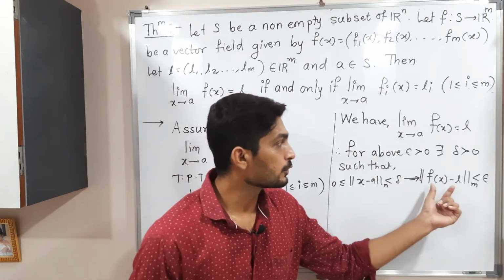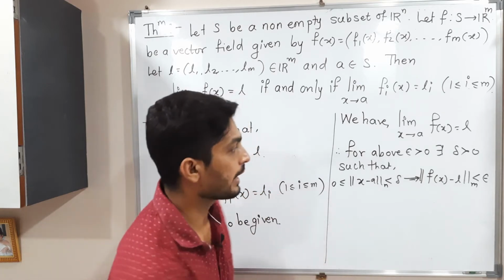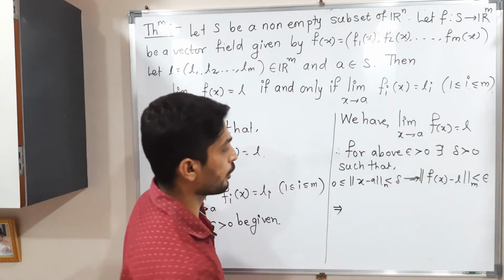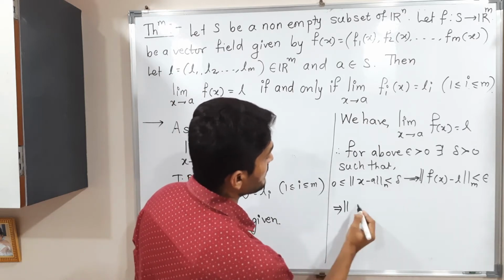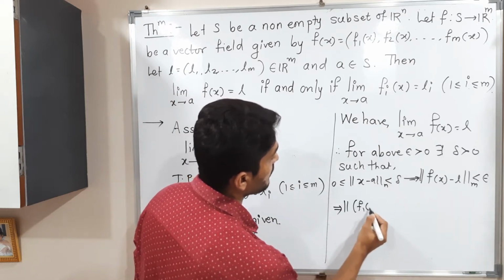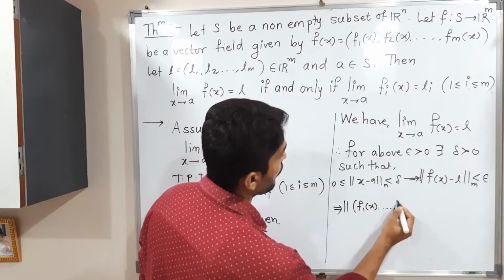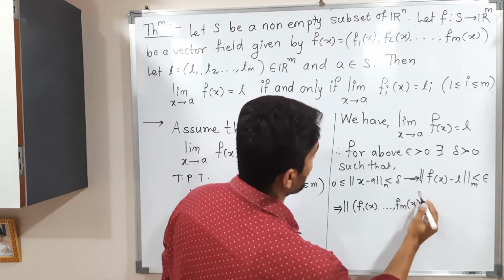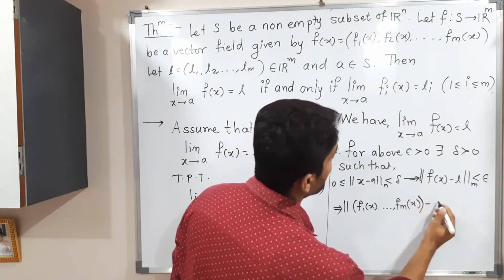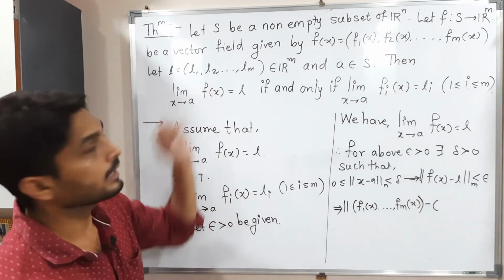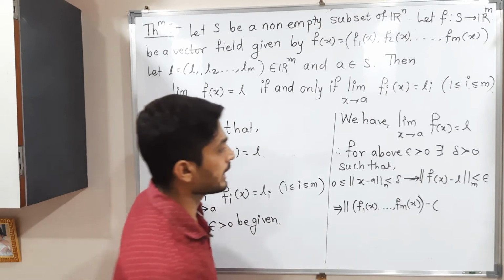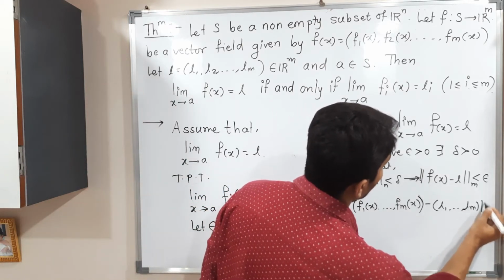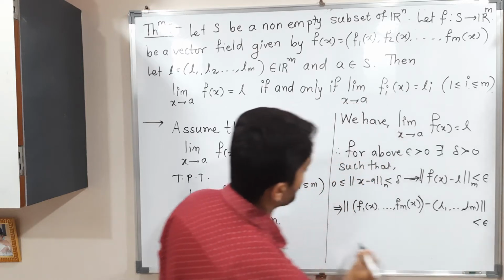So let us start to solve this one and see what will happen. This implies, norm of f of x means f1 of x, f2 of x, and so on, fm of x, minus L. What is L? L means L1, L2, and so on, Lm. The norm of the complete expression is less than epsilon.